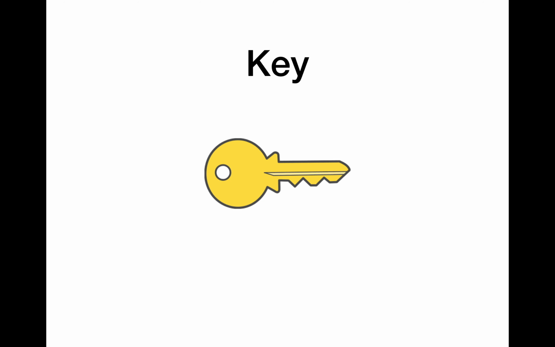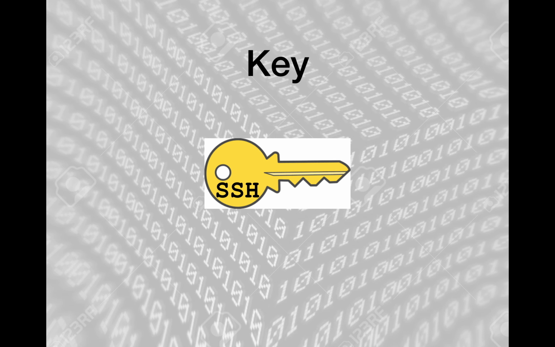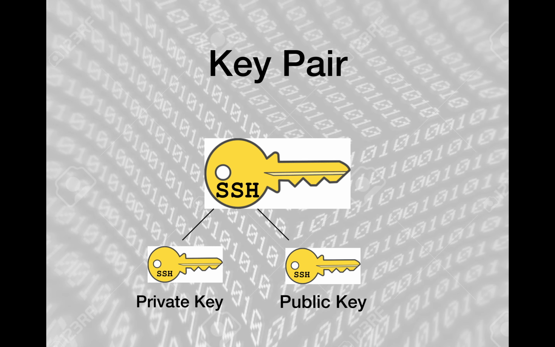We keep this in our pocket, we use it to open up a door. It's very simple. But in computer land, SSH keys are a little bit different. Instead of thinking of this as a key, we really need to think of this as a key pair, because this key has two components. It has a private key and a public key. So the private key is something that you keep hidden from other people. You keep that safe and you don't expose that to other people or systems. The public key is something that you willingly distribute to other systems.